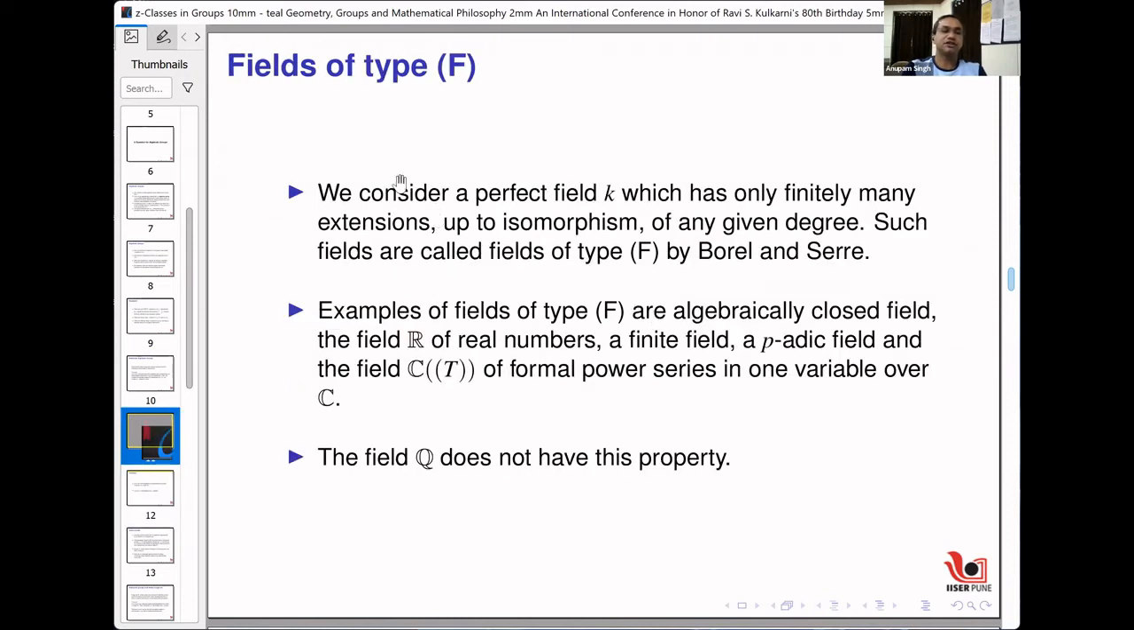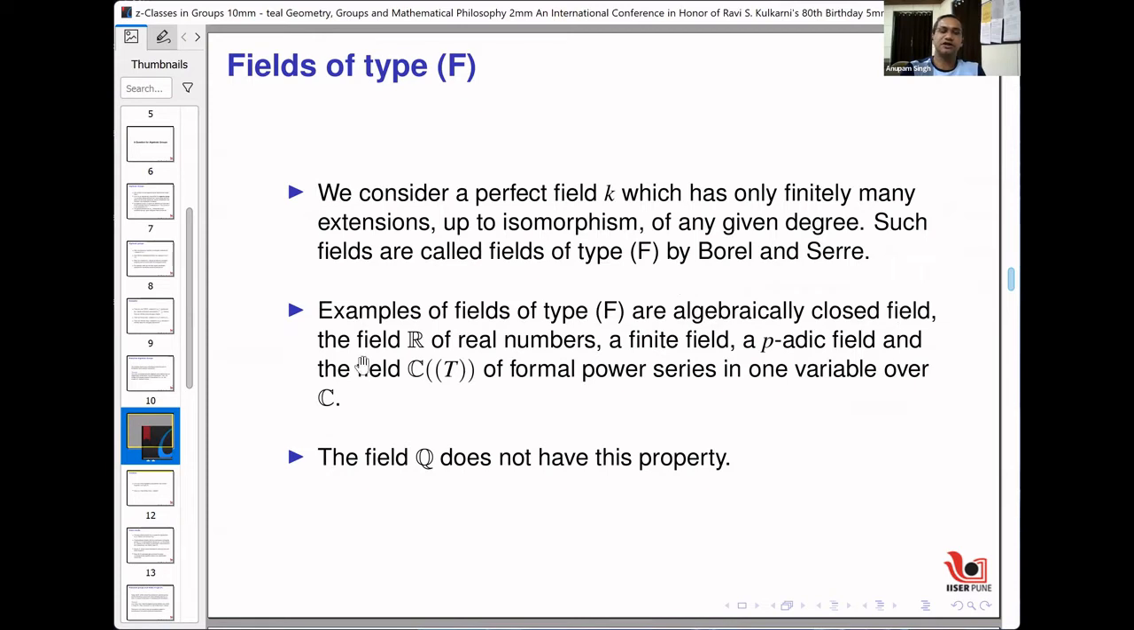For that, we'll work with what are called fields of type F. We consider a perfect field K which has only finitely many extensions, up to isomorphism, of any given degree. Such fields are called fields of type F. This is by Borel and Serre. It's a paper of Borel and Serre, but it's also part of the book Galois Cohomology by Serre, in the last chapter.